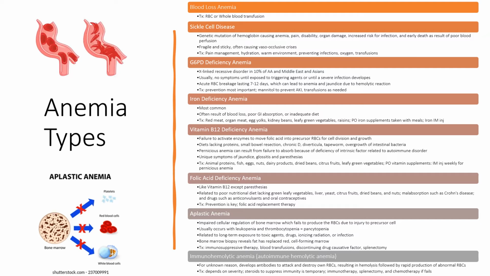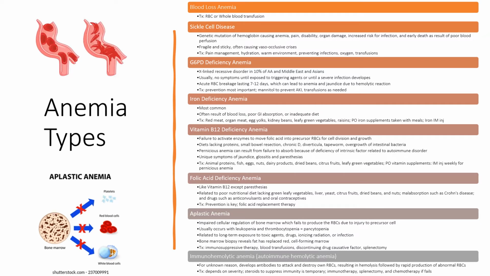Other symptoms for these clients, beyond just the normal weakness and pallor and fatigue, they may also have fissures in the corner of their mouth due to that deficiency. In their iron level, the ferritin is usually less than 10. So this is unique for this type of anemia.